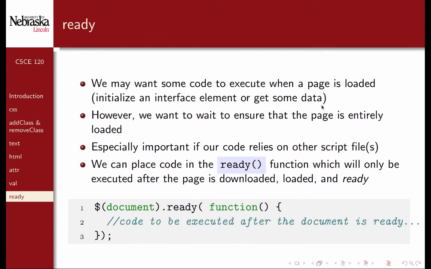jQuery provides a special function called ready. In some instances, we may want code to execute only after a page is loaded. For example, if we want to initialize an interface element or maybe get some data so that we can load it into a table. However, we'll want to wait to ensure that the page is entirely loaded. This is especially important if our code relies on some other script files. For example, if our code relies on code loaded from another external script file, we would want to ensure that that script file is completely downloaded and loaded into memory before we execute that code.